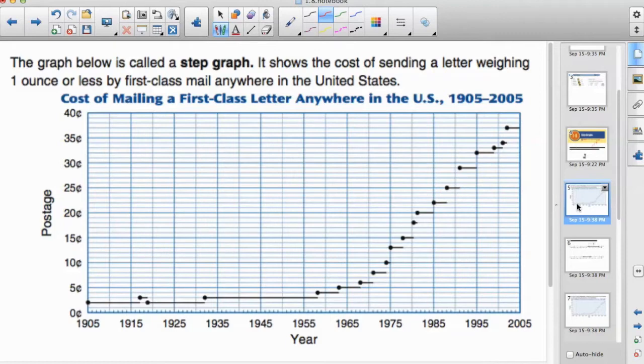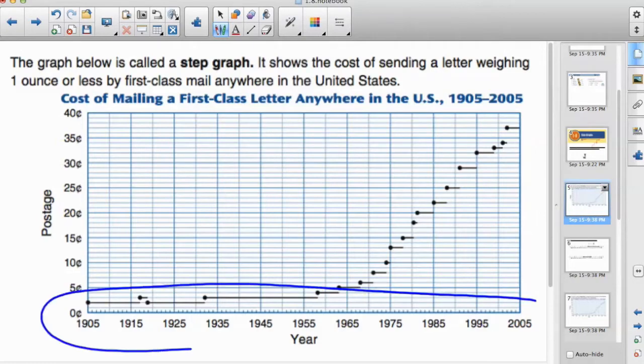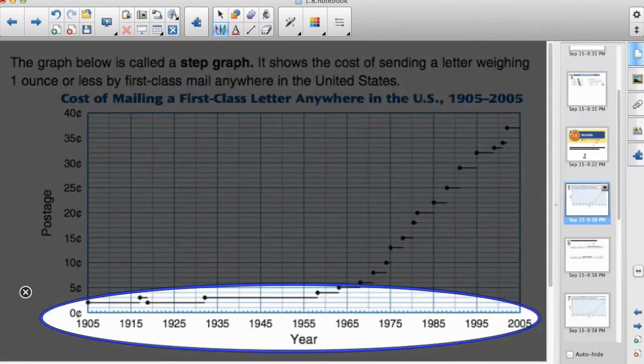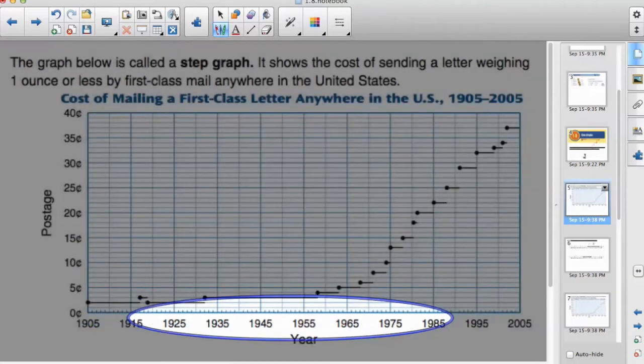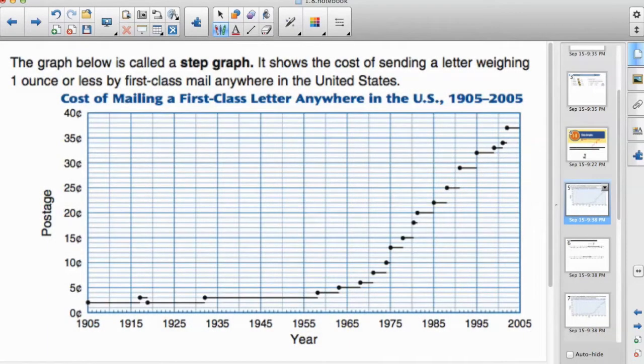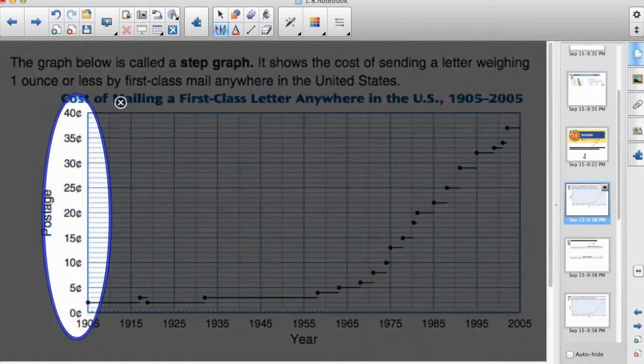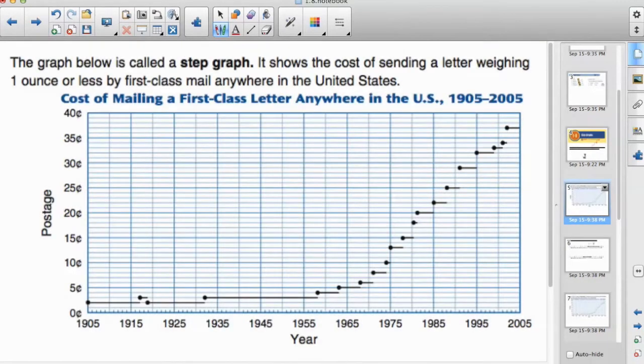Step graphs are great because they often show a change along the horizontal axis where there's time. And you'll notice that in this graph, our horizontal axis represents time. It's also great when it shows distance as well, but this one shows time along the horizontal axis. You'll notice that in this step graph, on the left-hand side, the vertical axis is showing you the cost in postage, how much it's going to cost you to send something. And these dots with a long line show you that the cost is being consistent over that time period.